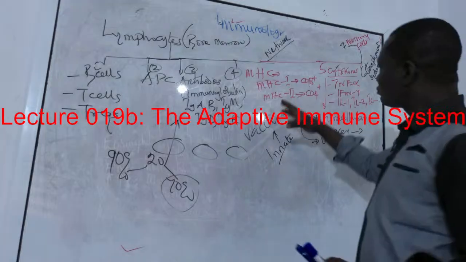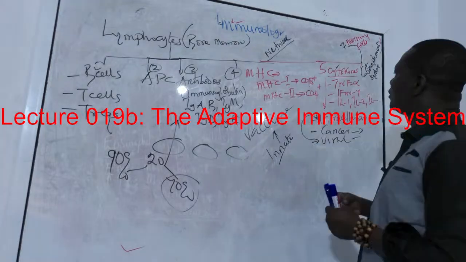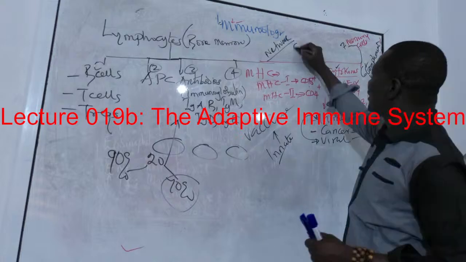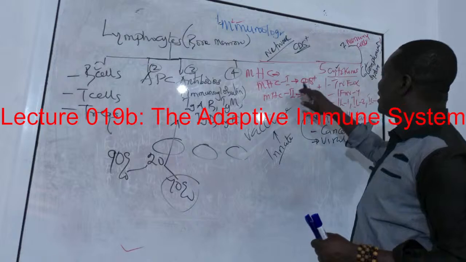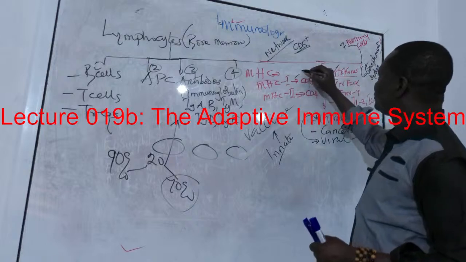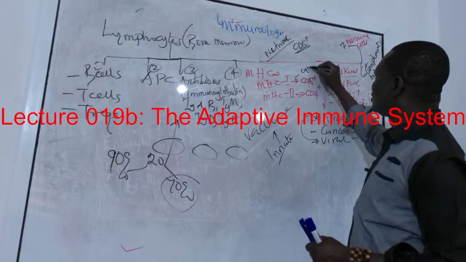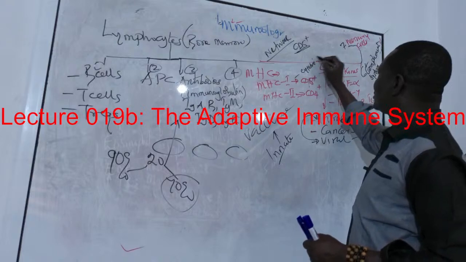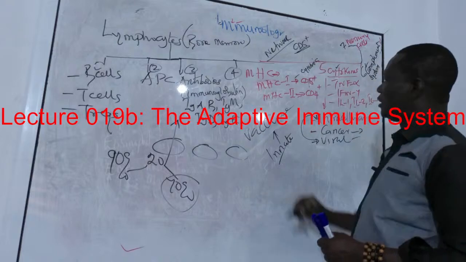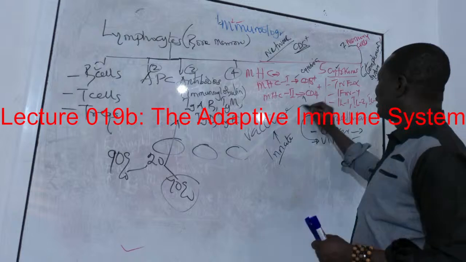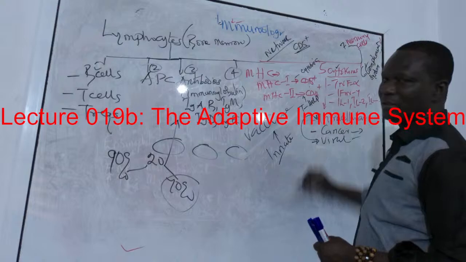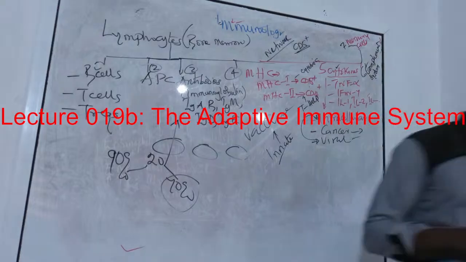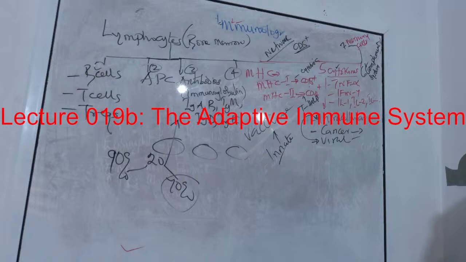Now, I told you that on the surface of the CD8 cell, CD8 is regarded as a cytotoxic cell, whereas CD4 is what? Helper. It's just helping. So we are going to see more of this as we go on.